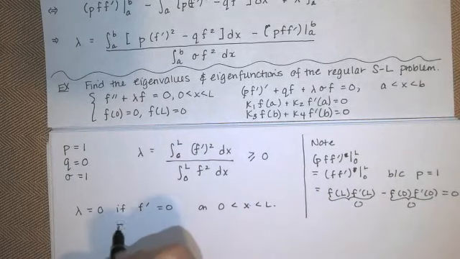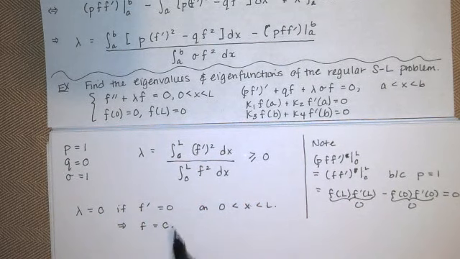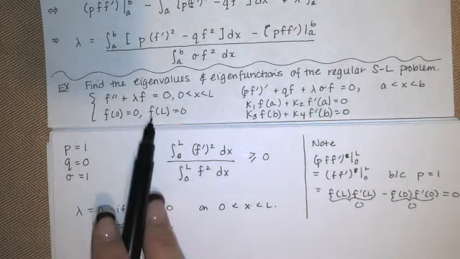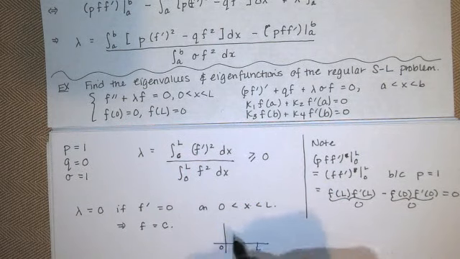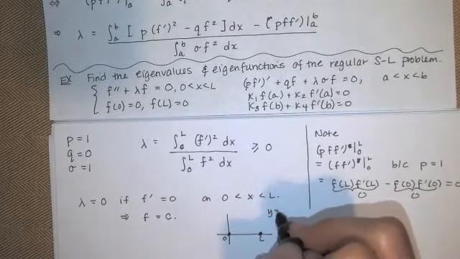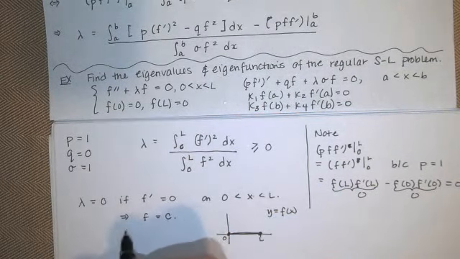But f prime equals 0 would imply that f is equal to a constant. And if f is equal to a constant and f of 0 is equal to 0 and f of L is equal to 0, so we're on the interval from 0 to L, and we're dealing with a constant function, y equals f of x that passes through this point and this point, well, the only constant function is the zero function.